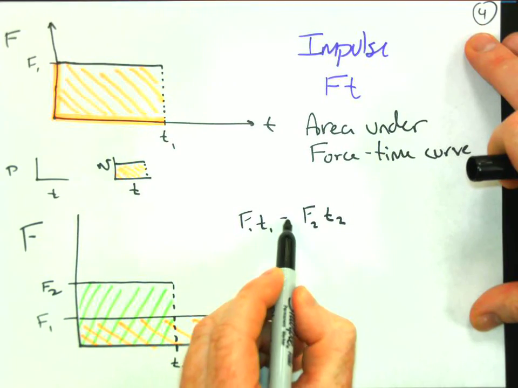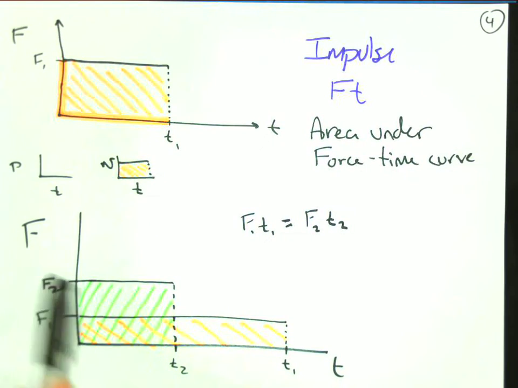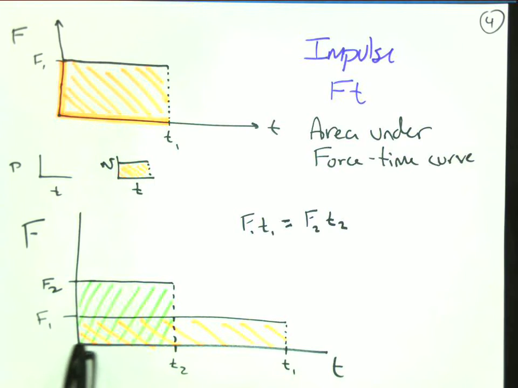You get the same area underneath, you get the same impulse, and therefore you would achieve the same change in momentum using a different force. If I wanted to go smaller force than F1, I would need to go for a longer period of time to achieve the same change in momentum. So why bother looking at this?